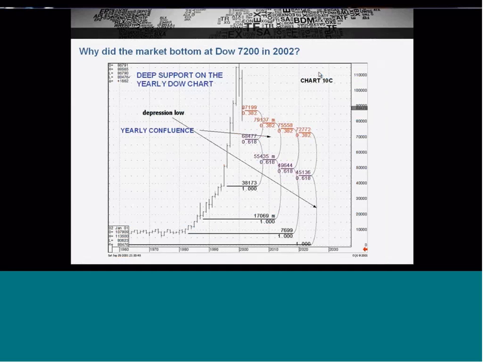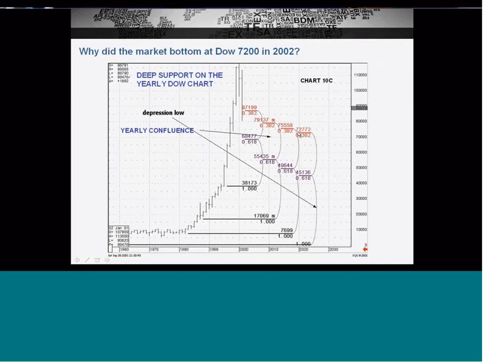This is a picture of the confluence level that was produced. Notice that all these levels came about when we were at the high. So this thing literally led the market by about a year because it's a yearly chart. We hadn't even hit the confluence level at the time that this chart was screen printed.